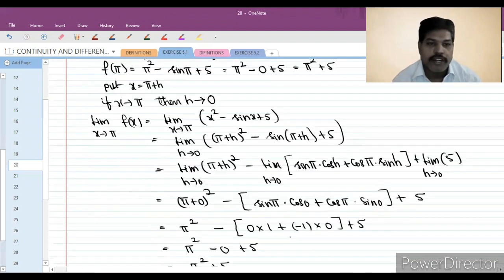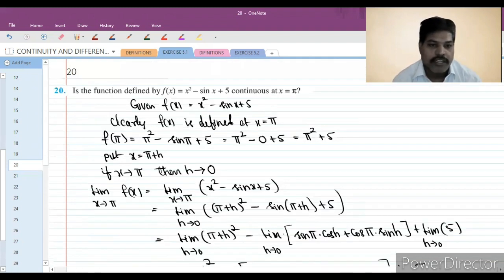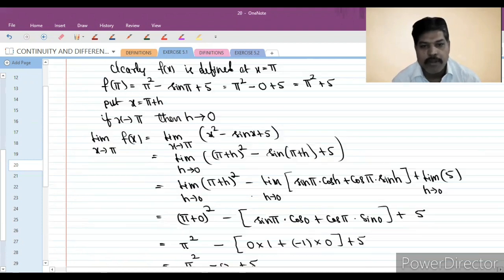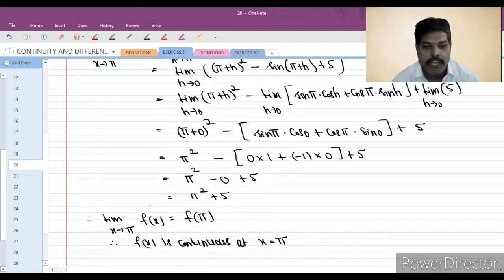So see that question, students. First you have to take x equal to pi plus h. If x tends to pi, automatically h tends to 0. If sin x and cos x are involved in the given function, then you have to use x equal to pi plus h. Then apply the limit x tends to pi, f of x equal to f of pi. Therefore f of x is continuous at x equal to pi. Okay, students, so see that question and practice it.